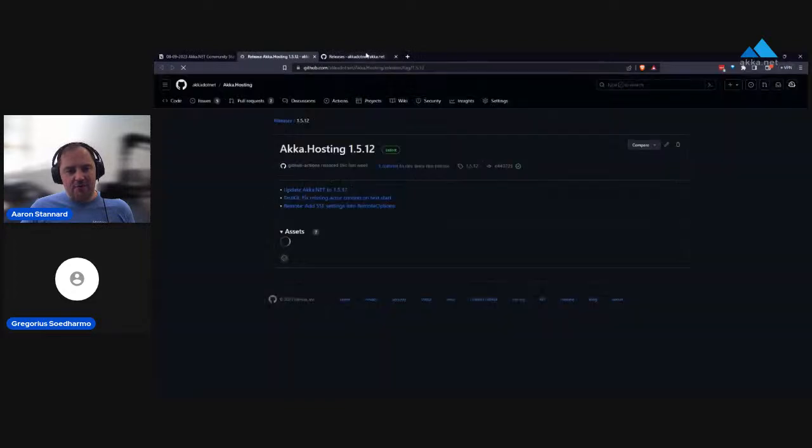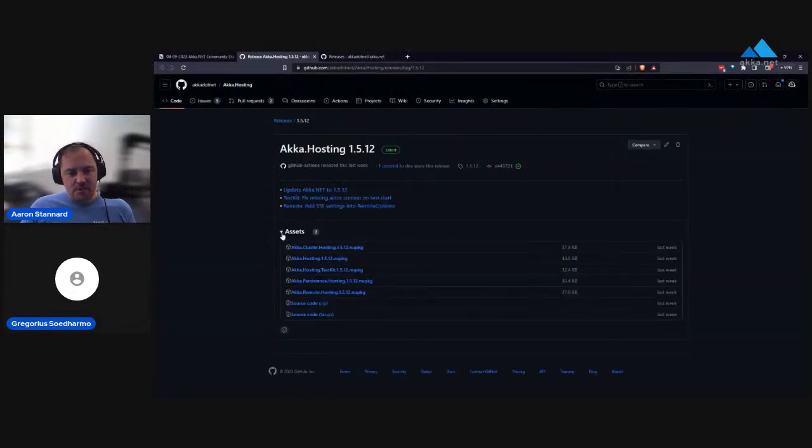Next, we've got Akka.Hosting. And let's see, you fixed one pretty big bug with the Akka.Hosting test kit. This one I've personally run into a number of times. And you also added SSL support. Why don't you talk about that real quick?